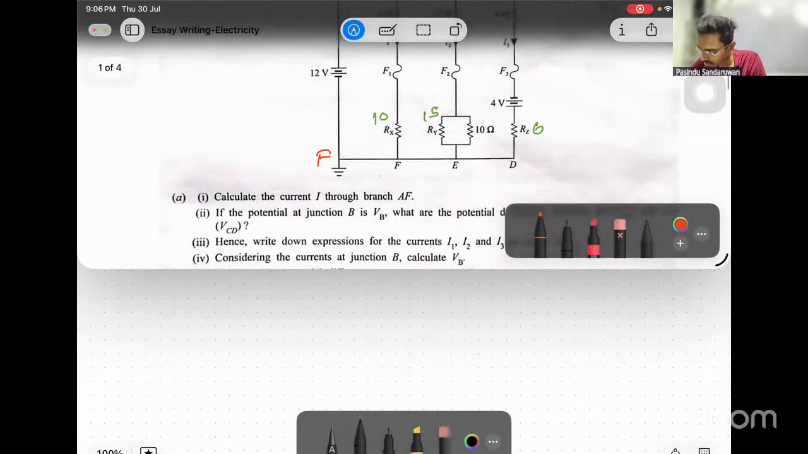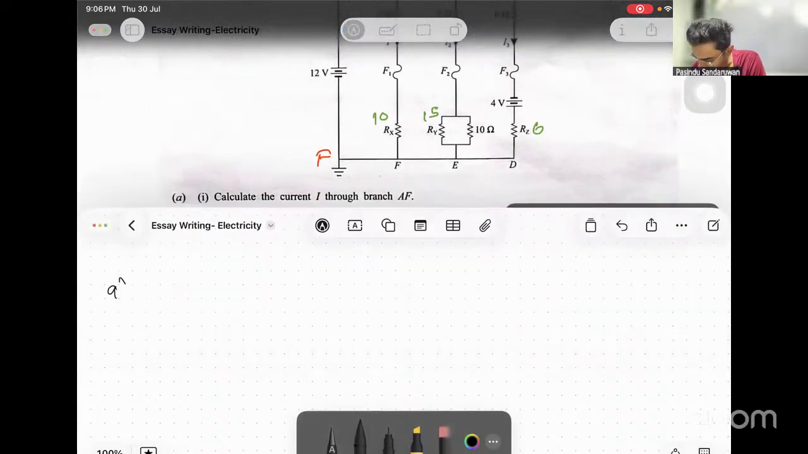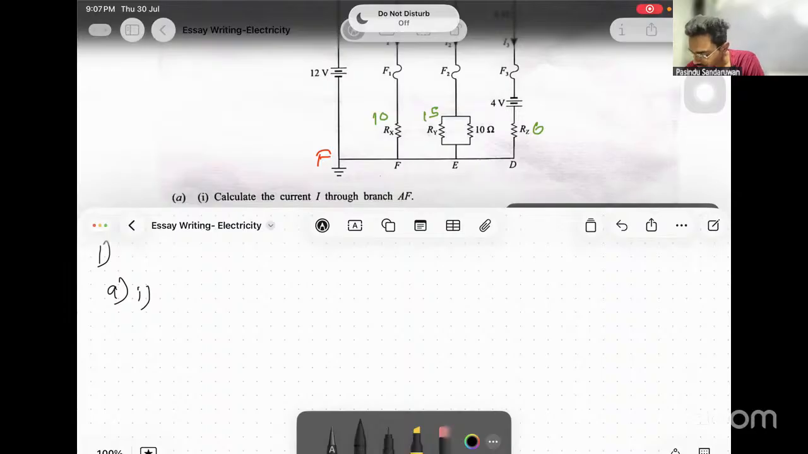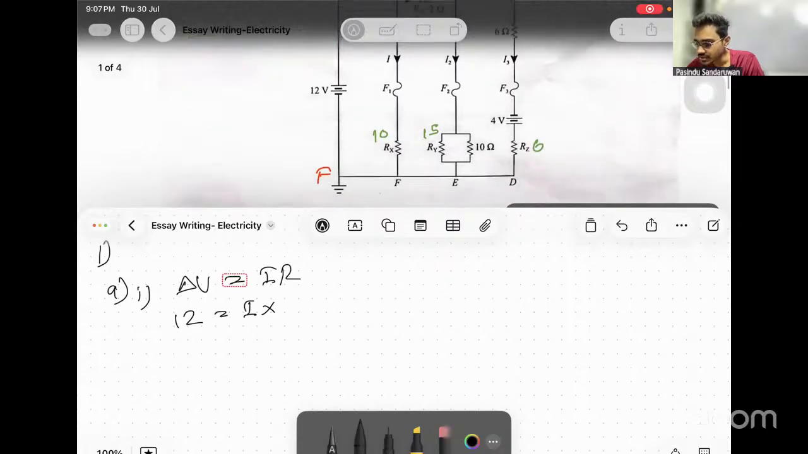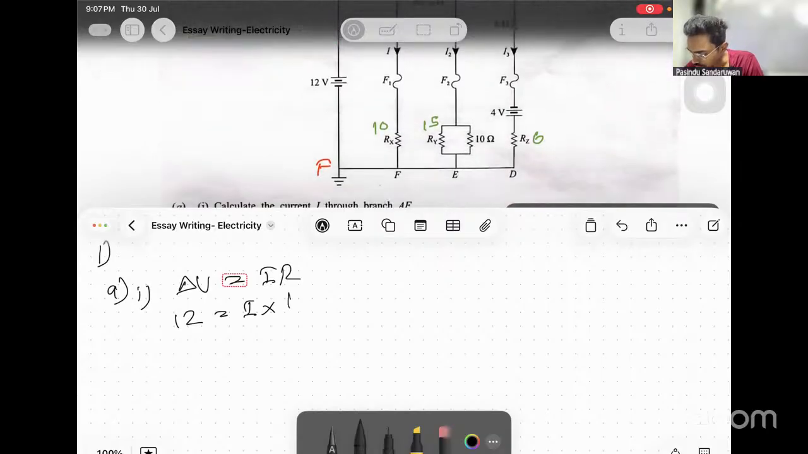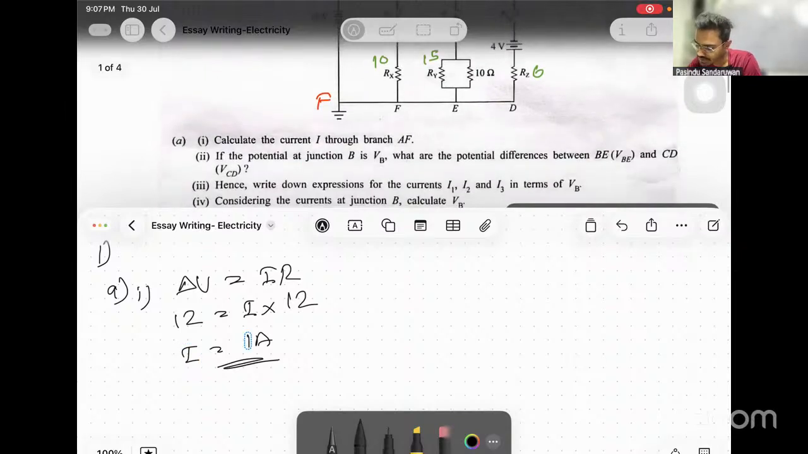Question A1. Calculate the current through branch AF. Then delta V equals IR. Delta V is 12, and I need I. The resistance is Rx, which is 10, and 2 ohms is given, so 10 plus 2 is 12. The resistance is 12, then I equals 1 ampere.